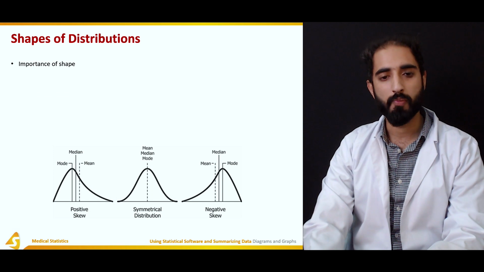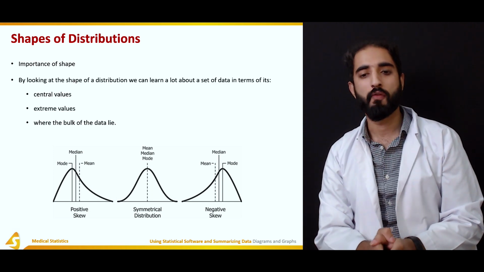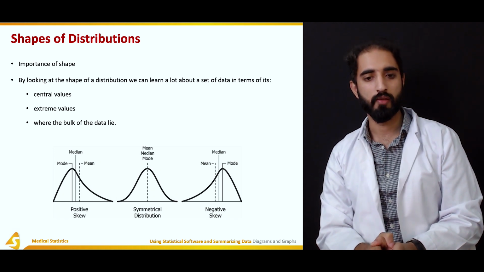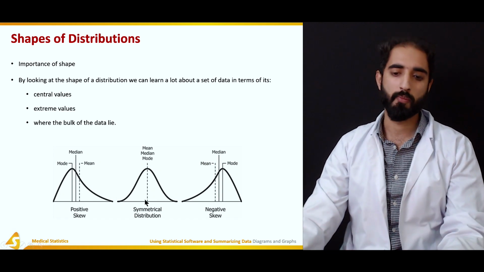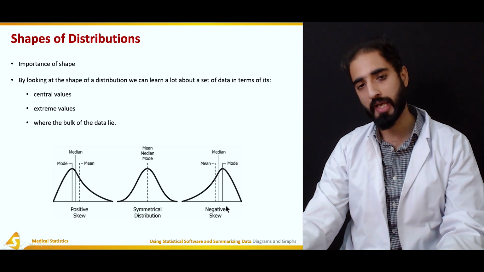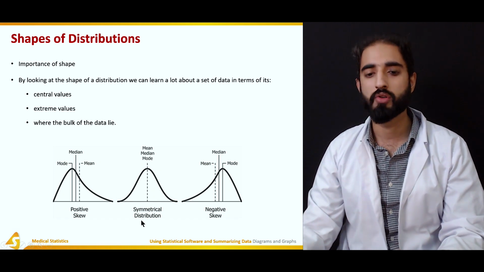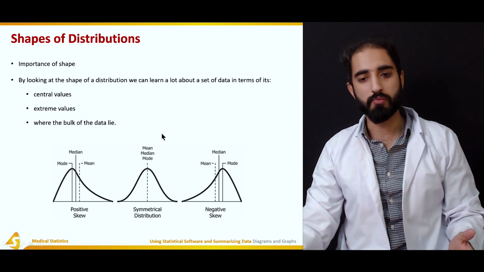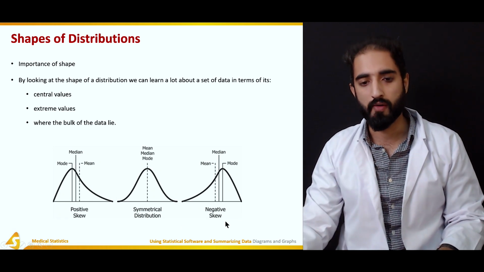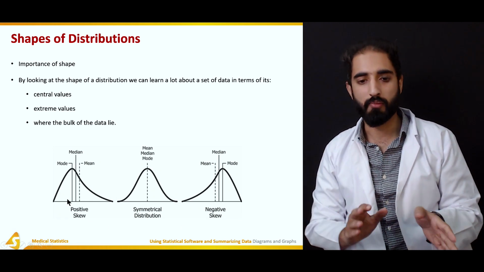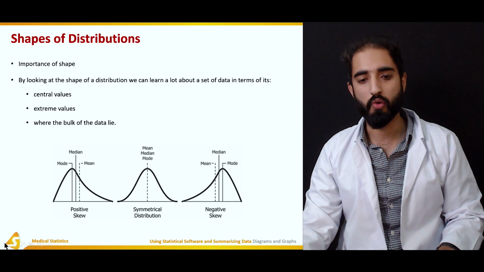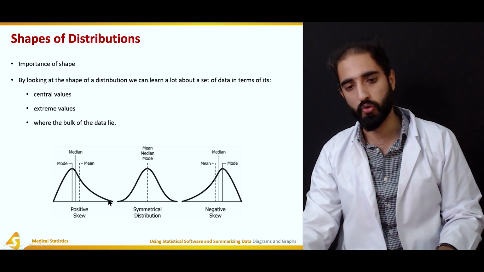So shape is very important because by looking at the shape of a distribution, we can learn a lot about a set of data in terms of its central values, extreme values, and where the bulk of the data is. So for example, symmetrical distribution and non-symmetrical distribution, either in the form of a positive skewed distribution or a negative skewed distribution. And in symmetric distribution, you can see that central values, mean, median, and mode all lie in the same place, but in the positive or negative skews, we can see that there is a difference in the mean, median, and mode. In negative skew, mean is smaller than median and mode, and in positive skew, mean is greater than median and mode in this diagram here.